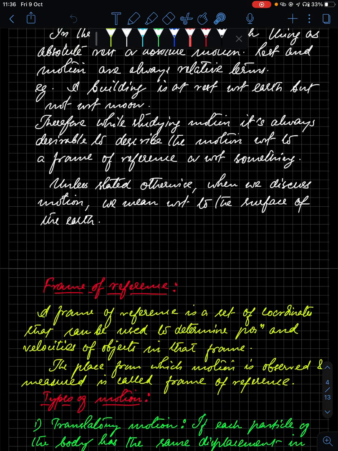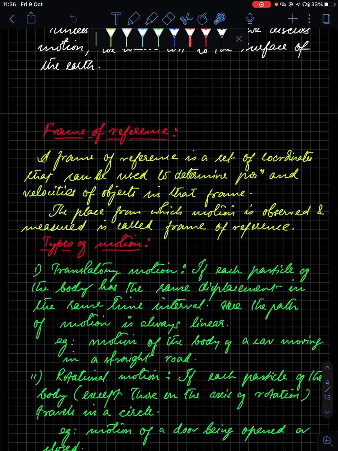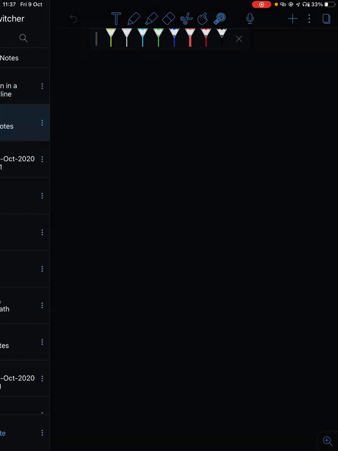Okay, so from here we come to frame of reference. So what is this frame of reference? So frame of reference is a set of coordinates. Now this will be the mathematical definition. It's a set of coordinates that can be used to determine the position and velocities of objects in that particular frame. And the other simple definition is the place from which motion is observed and measured is called frame of reference.